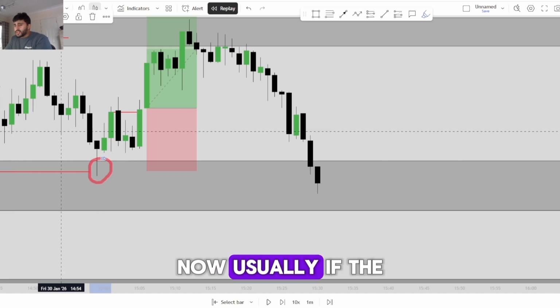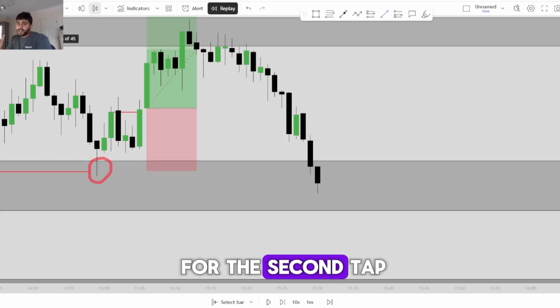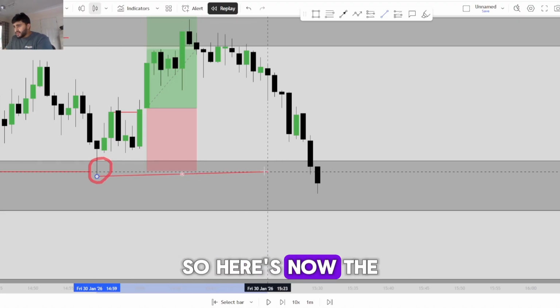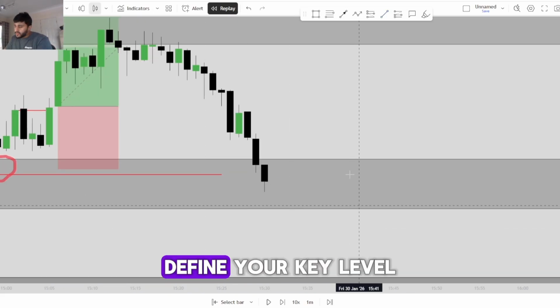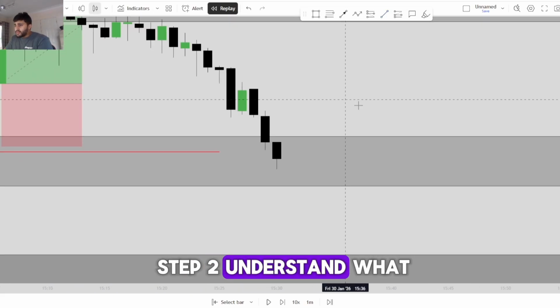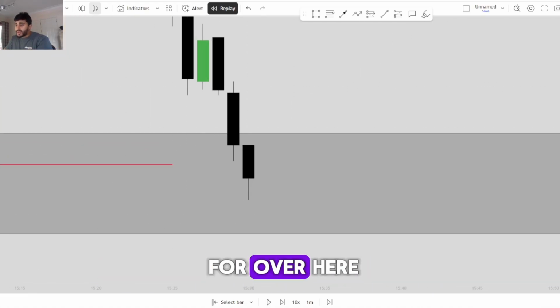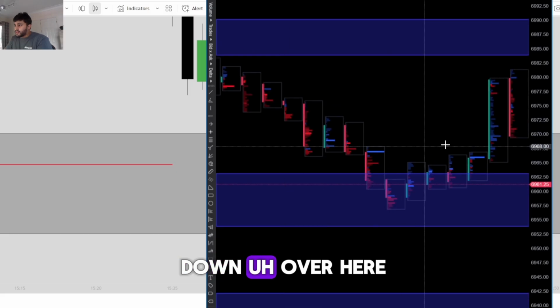Now, usually, if the first tap doesn't hold successfully, you want to start looking for the second tap, only with the confirmation of order flow. So here's now the second tap. So again, we're looking for the same criteria. So step 1, define your key level. Step 2, understand what makes a key level valid. Understand what you're looking for over here. So again, the rejection, if we break that down over here.